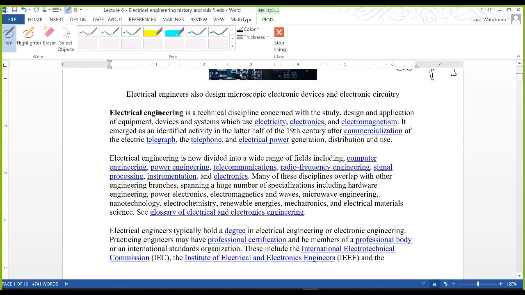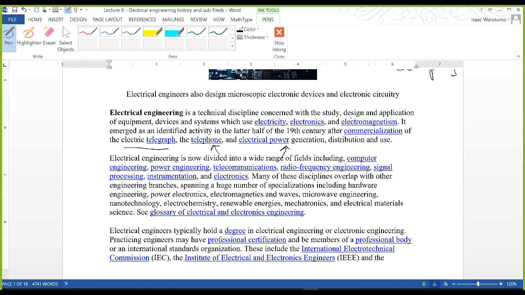But we are actually more interested in looking at the history of electrical engineering. So to define, electrical engineering is a technical discipline that is concerned with the study, design, and application of equipment, devices, and systems which use electricity, electronics, and electromagnetism. It emerged as an identified activity in the latter half of the 19th century, which came after the commercialization of the electric telegraph, the telephone, and electric power generation and distribution. So that is, of course, something we have seen in the past. That is how or what constitutes electrical engineering.